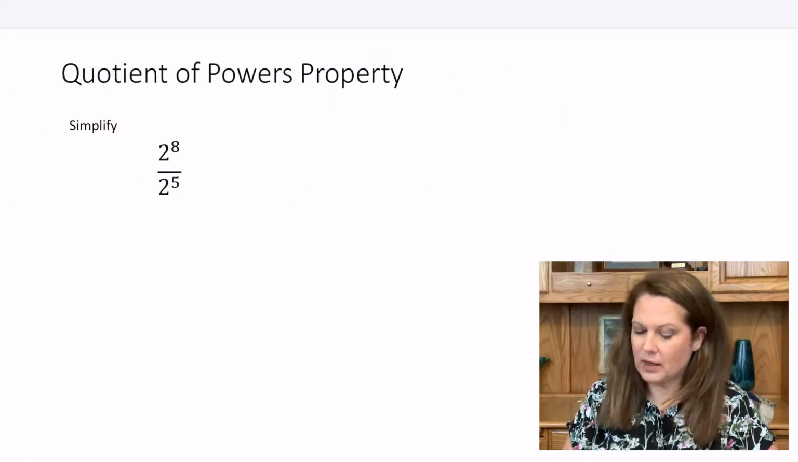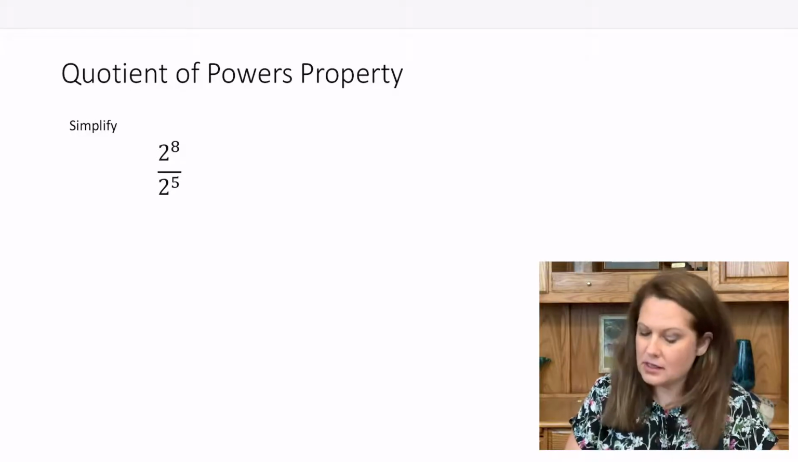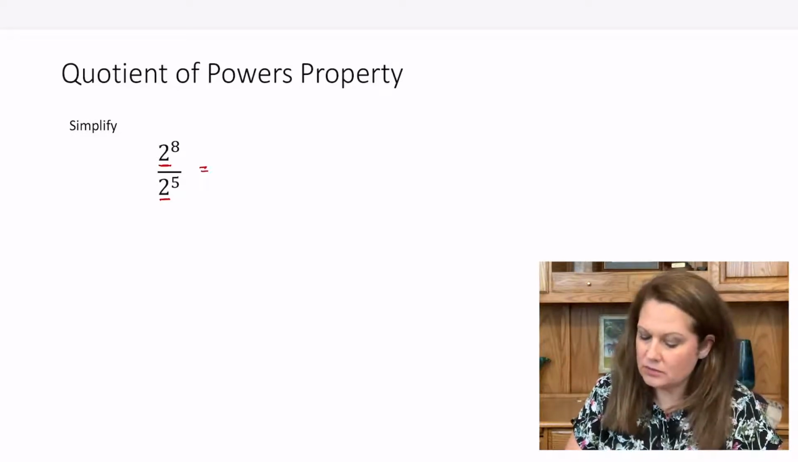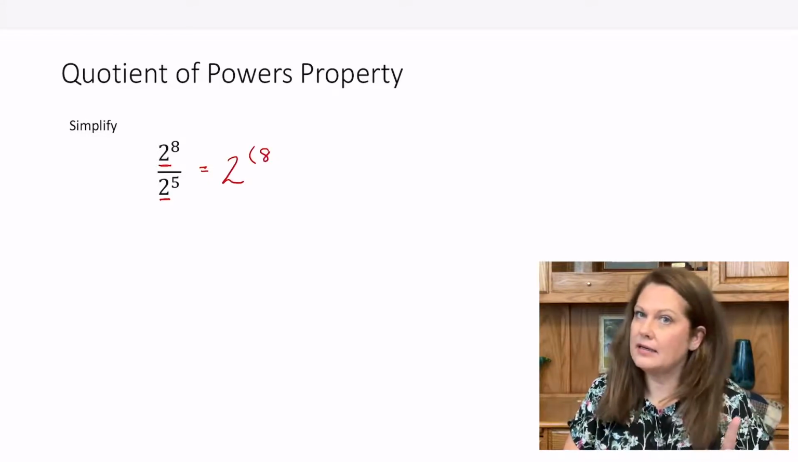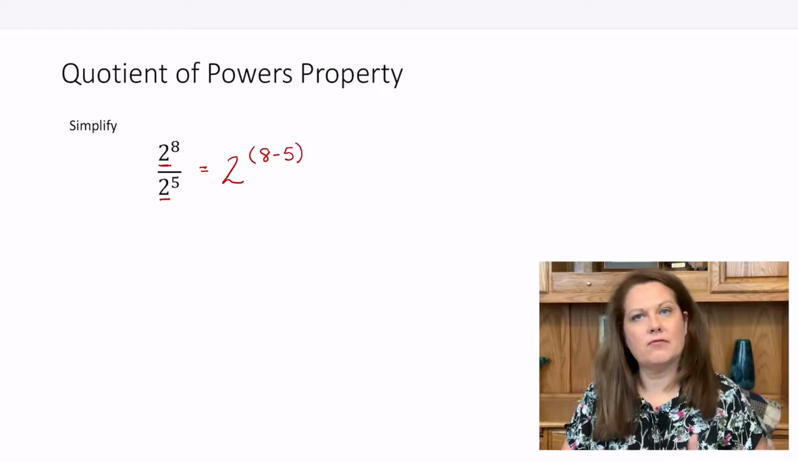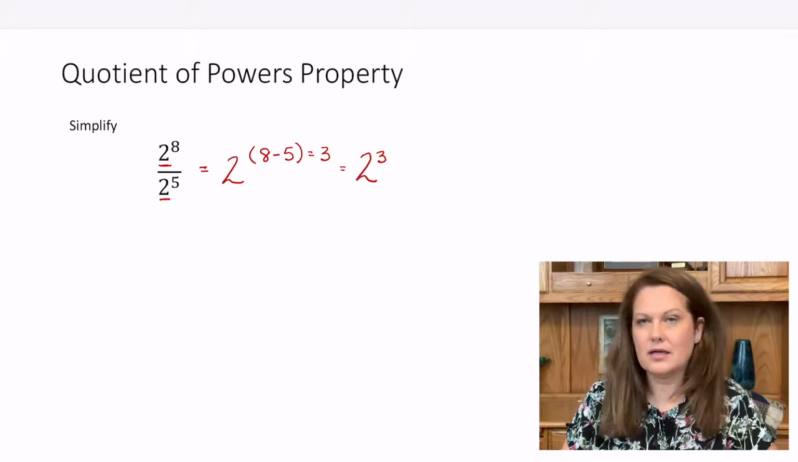So let's take a look at another one. Notice we have 2 to the 8th divided by 2 to the 5th. The first thing we have to check is our bases. Do we have the same base? Yes, we do. The base is 2. Because our base is 2, we can, remember what's the opposite of adding? Yep, subtracting. We're going to subtract our exponents, 8 and 5. So 8 minus 5 is 3. So 2 to the 8th divided by 2 to the 5th in simplest form is 2 to the 3rd.